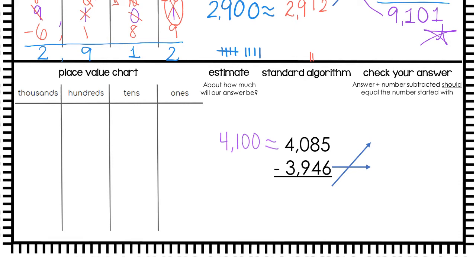The number that we're subtracting, the subtrahend, is 3,946. If we round that to the nearest hundred, 946 is closer to 900. So we're going to have 3,900. If we subtract this, 0 minus 0 is 0, 0 minus 0 is 0.